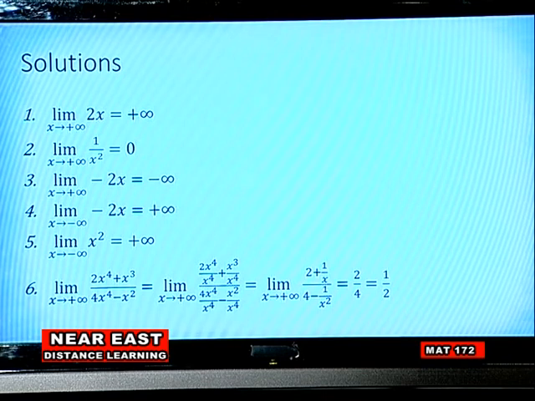So the last one, number 6, is the limit as x approaches plus infinity of 2x power 4 plus x cubed over 4x power 4 minus x squared. How do we evaluate this type of limit? First, our variable here is x. What is the highest power of the variable? Locate the highest power of the variable. The highest power of the variable is 4. So that means divide each term by x raised to the power 4.